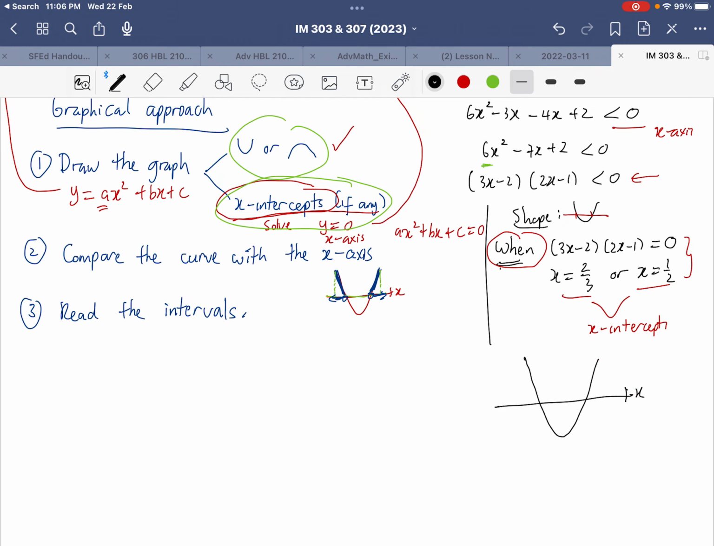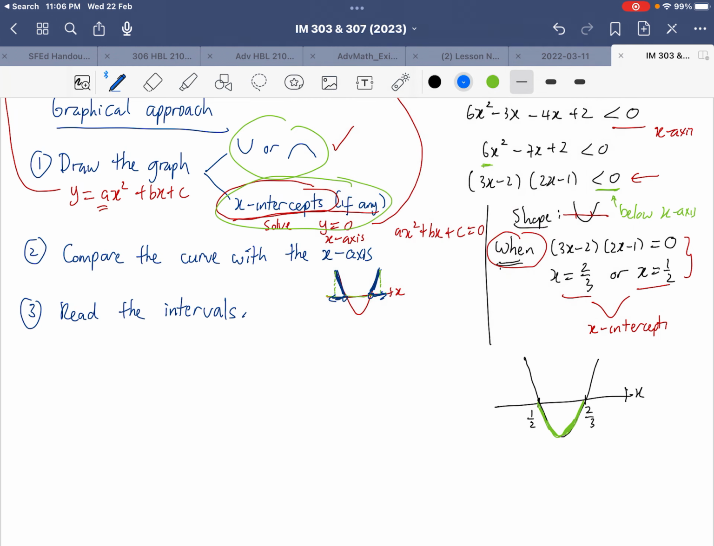Then this is x-axis, and half is over here because smaller than 2/3, and 2/3 is over there. All right. Now, we want it to be less than 0. The meaning of less than 0 is actually below the x-axis. Which part below x-axis is actually here? The one that I shade in green. This is the part when the curve is below the x-axis.